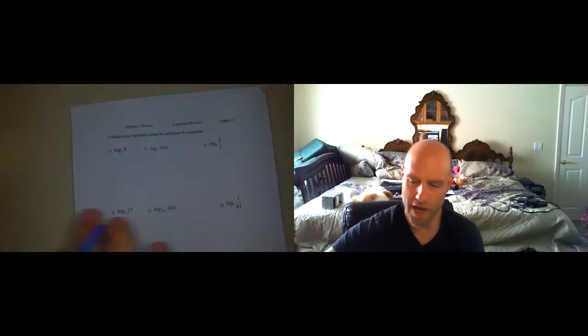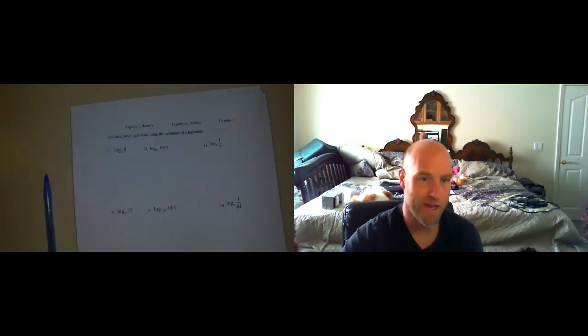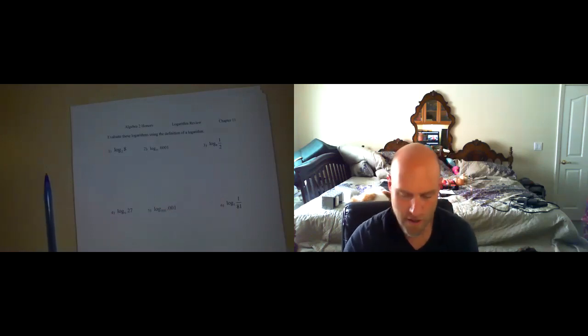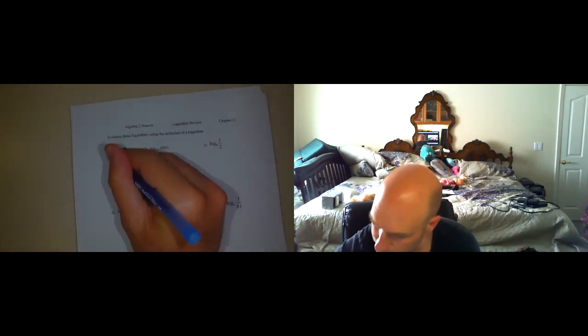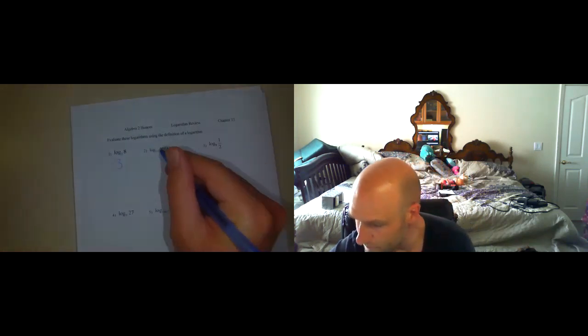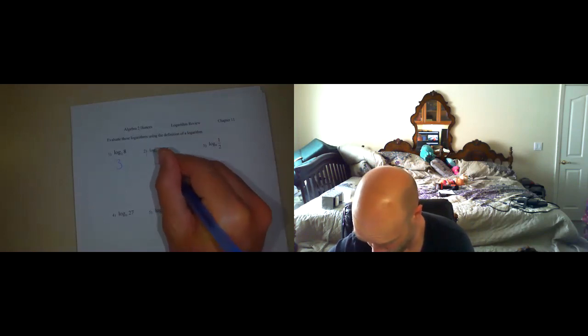The log base 2 of 8, more important than knowing what it is is knowing what it means. They're really asking me 2 to what power equals 8, and you can't fool us on that one. 2 to the third equals 8, so there's a 3. 10 to what power would equal 0.0001? Well, 10 to the negative 1 would be 0.1, negative 2, negative 3, and negative 4.